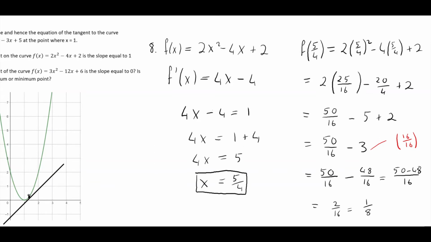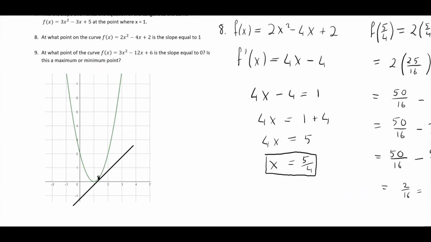So we can just put our point over here. We're going to just drag that picture out again. So we have 5 over 4 and 1 over 8. And that's the answer of our point. So 5 over 4 and then 1 over 8 for our y value.